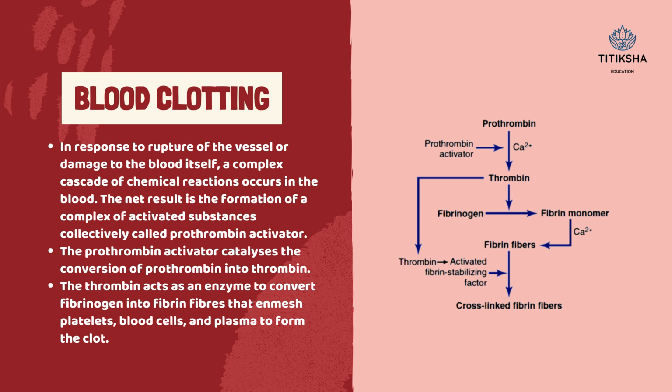The thrombin acts as an enzyme to convert fibrinogen into fibrin fibers that enmesh platelets, blood cells, and plasma to form the clot.